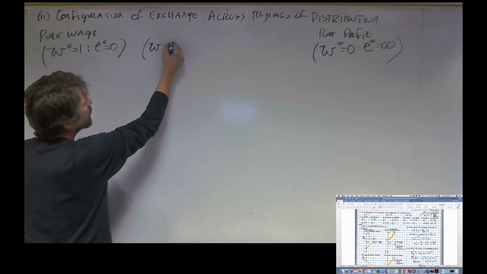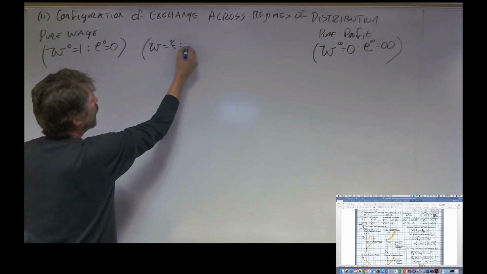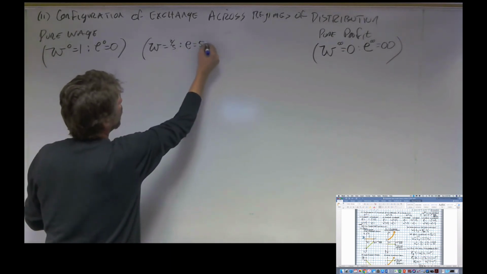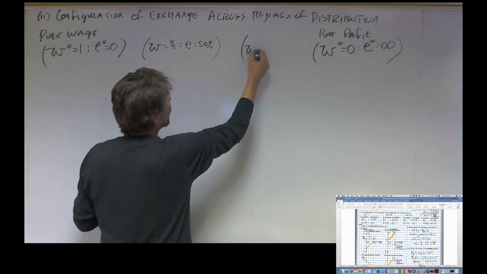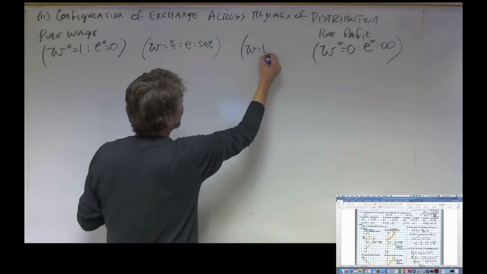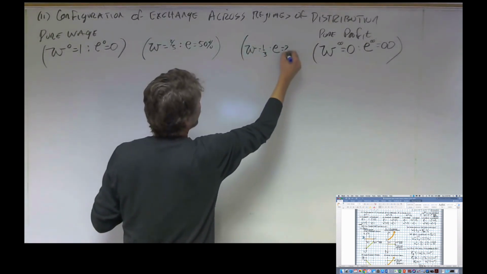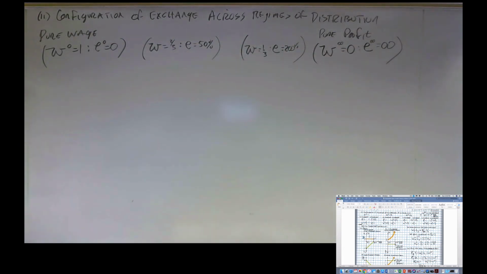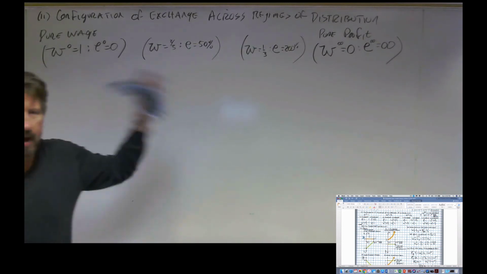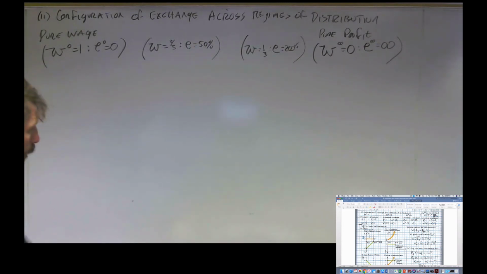The wage share is going to be equal to 2/3, which means your exploitation rate is going to be equal to 50%. And then this is wage share equal to 1/3, and the rate of exploitation is equal to 200%. I'm going to leave it there. I'm not going to superscript it because it gets too cluttered.